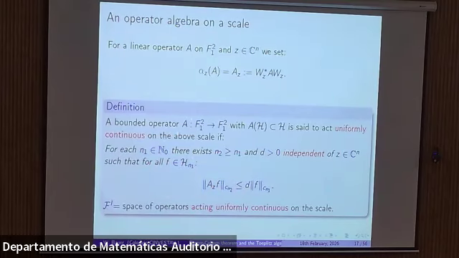And then we collect all these bounded operators which have this property, so we call them operators which are acting on the scale. They could be unbounded on the Hilbert space itself.